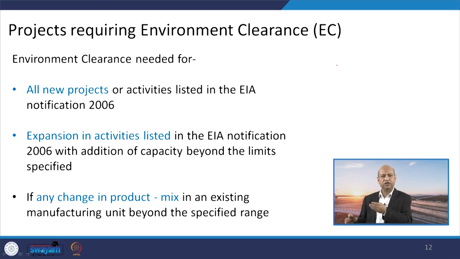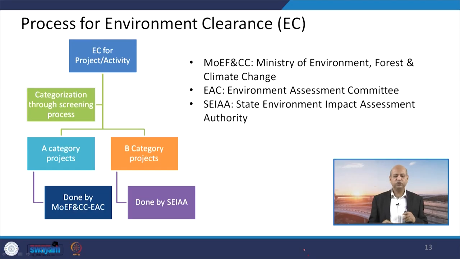It's not that once you have made the project, you can do anything with that project, no. You have to define, if it is beyond certain limits, then again a new EIA is required. Any change in product mix in an existing manufacturing unit beyond the specified range. So there are some limits or ranges which have been specified. Beyond that, you need one more EIA. If an earlier EIA was done, no problem, but if you are changing beyond a limit, then again EIA is required. Okay. Now, the process of environmental clearance, how this environmental clearance is taken.